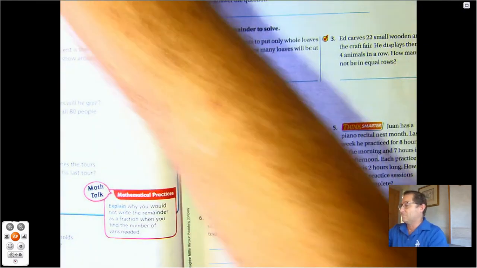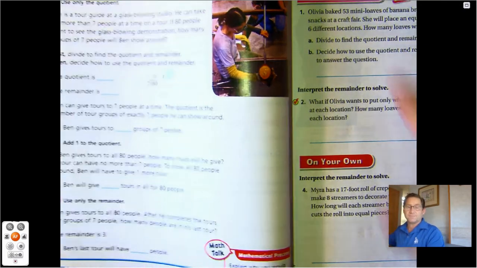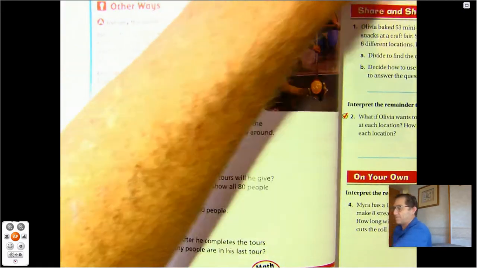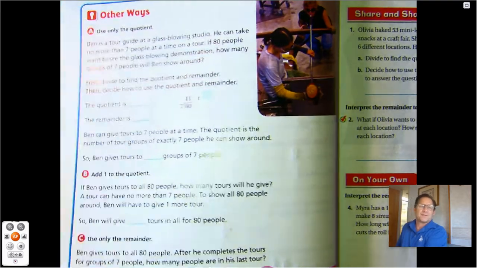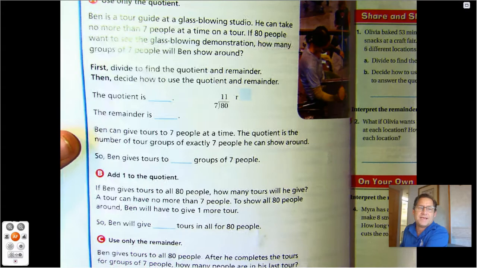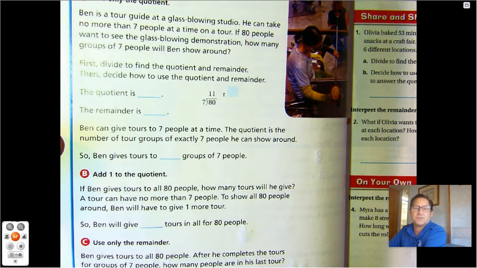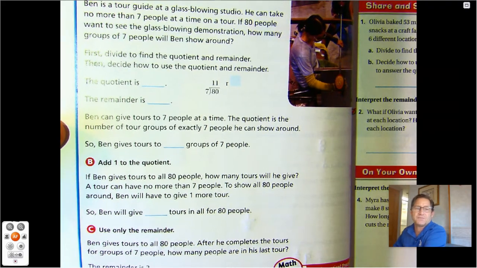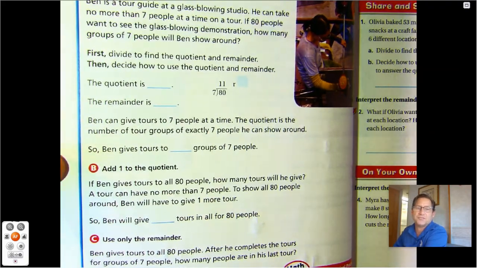Other ways. We could use only the quotient to solve these problems. Or to interpret the remainder. And so Ben is a tour guide at a glass blowing studio. He can take no more than 7 people at a time on a tour. If 80 people want to see the glass blowing demonstration, how many groups of 7 will Ben show around?